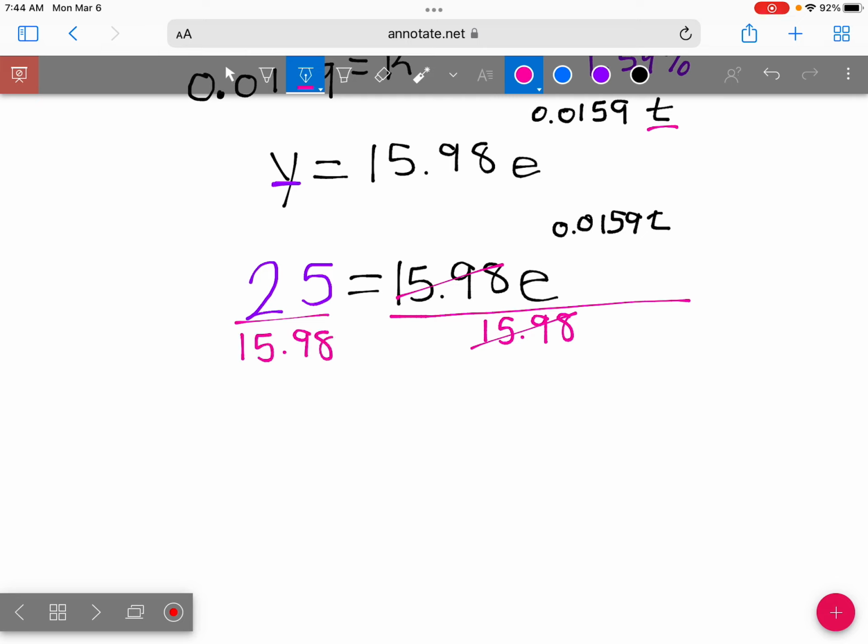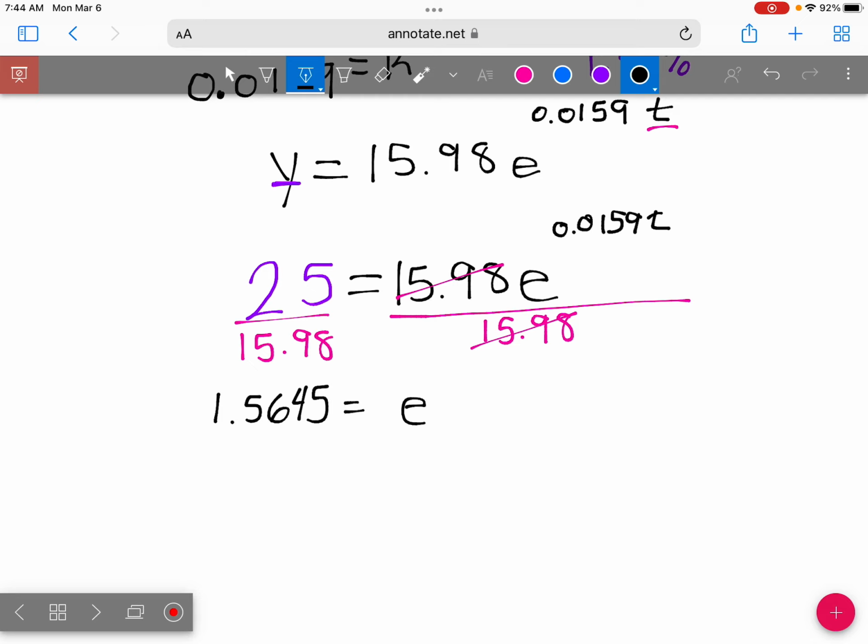15.98. And again, I forgot my screen calculator is being a jerk, so I'm going to grab my little one. So we have 25 divided by 15.98, and we get really unfun numbers. That's okay. We get 1.5645. I'll stop right there. It was 445, but I'm rounding.